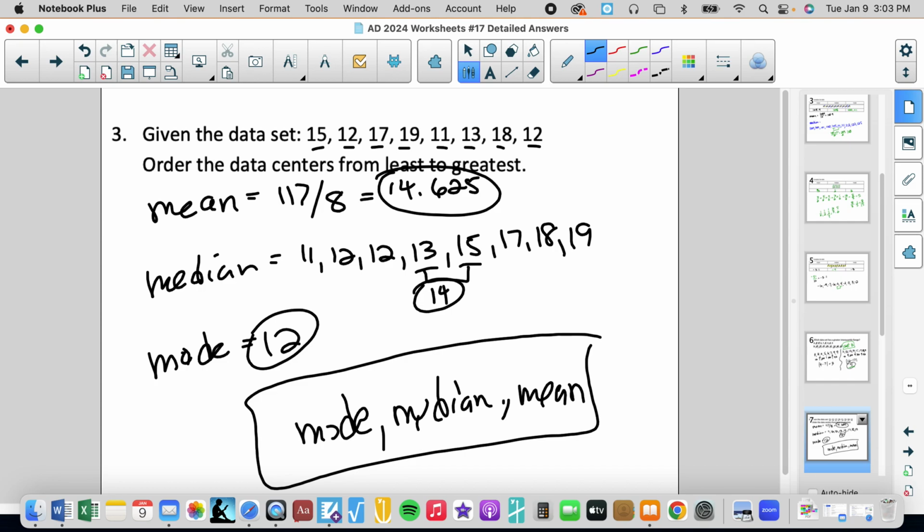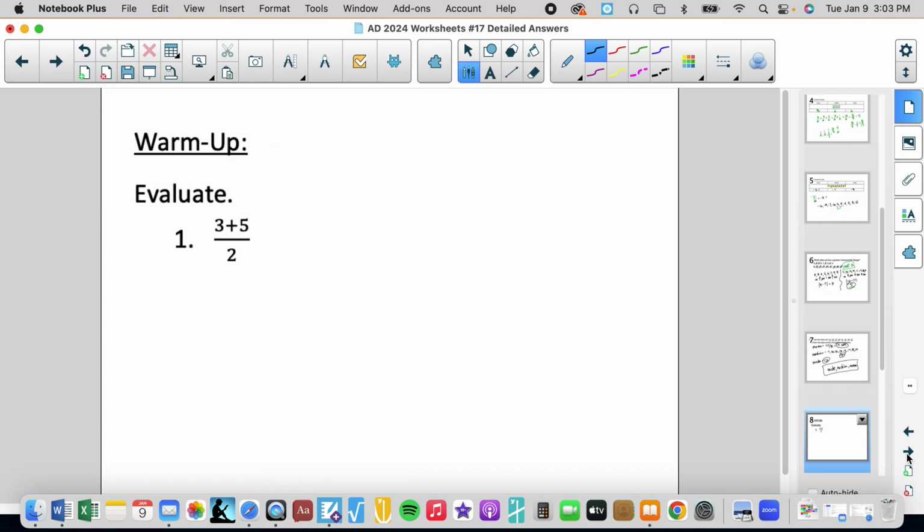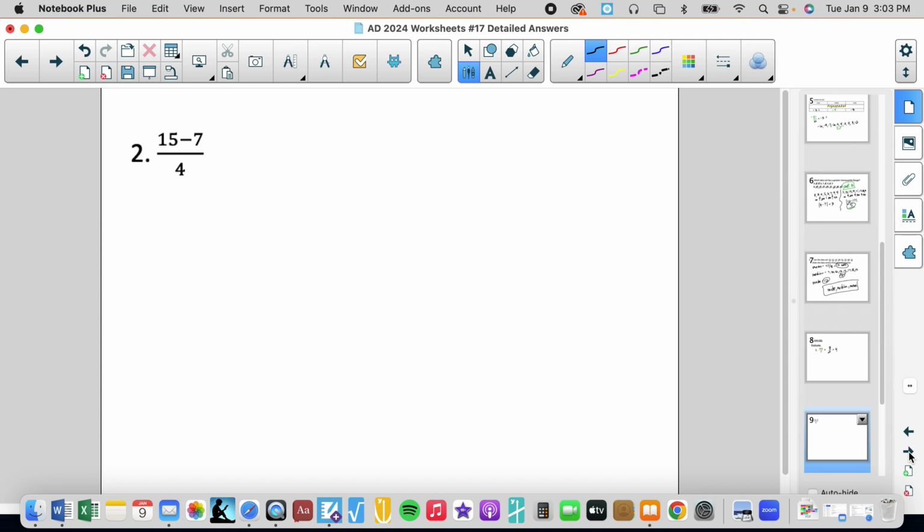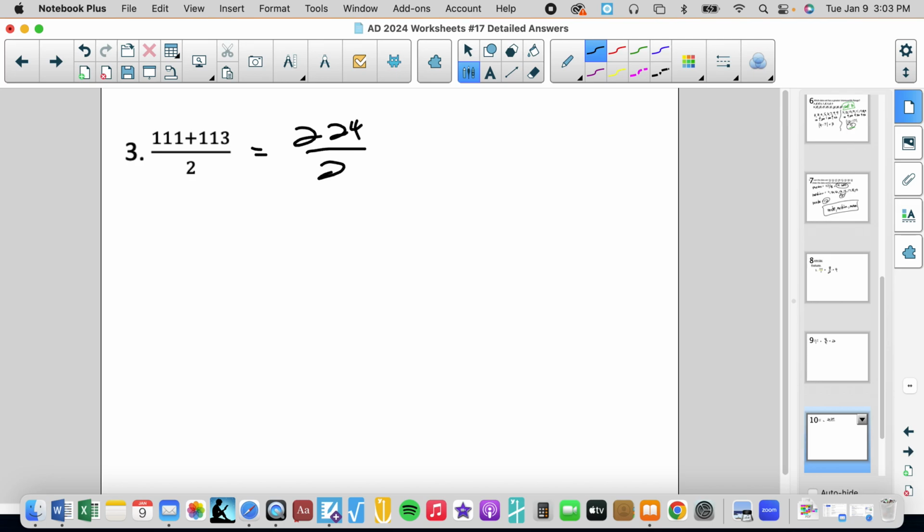And that is good. All right, let's do these two quick. Evaluate, warm up, orders of operations. This is a vinculum. We would always simplify the numerator, simplify the denominator, and then do the division. Again, we would simplify 15 minus 8 over 4, and we got 224 over 2, which is 112. Okay, yep, 112. And last one.